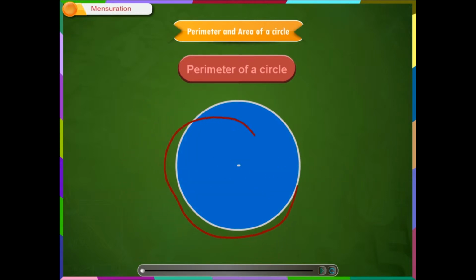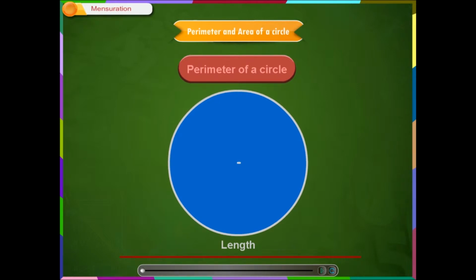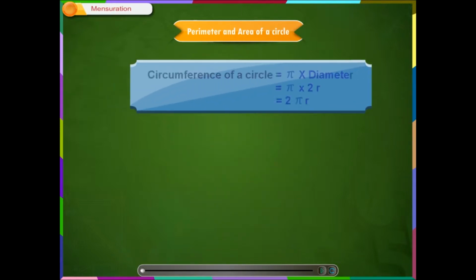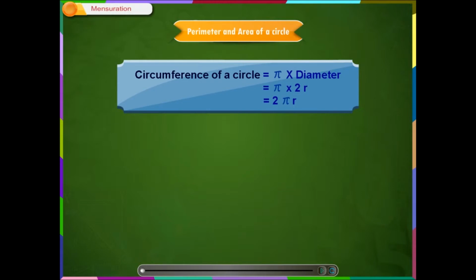If we wind a thread around the circumference and then measure the length of the thread, we will get the measure of the circumference. But it is difficult to do so when the circle becomes larger and larger. Hence we use a formula to find the circumference of a circle. The formula for the circumference of a circle is pi into diameter, or pi into 2r, or 2 pi r.